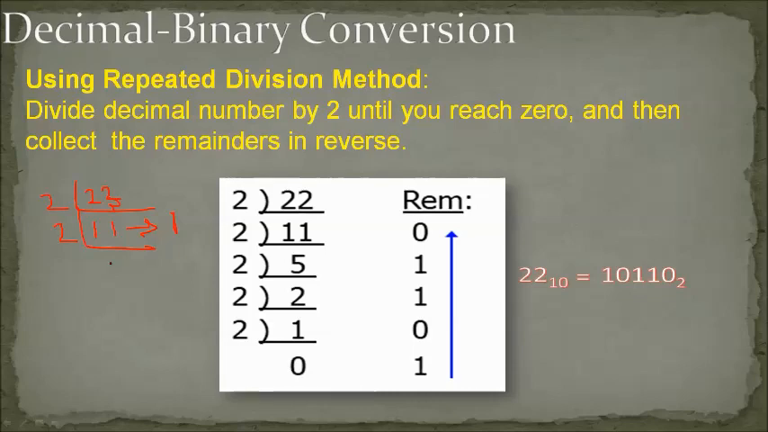How many times will it go? 5 times, and what is the remainder? 1. Then again divide by 2. How many times will it go? 2 twos are 4, and then the remainder is again 1. Then divide by 2. How many times will it go? 1. Is there a remainder? No, so put 0.